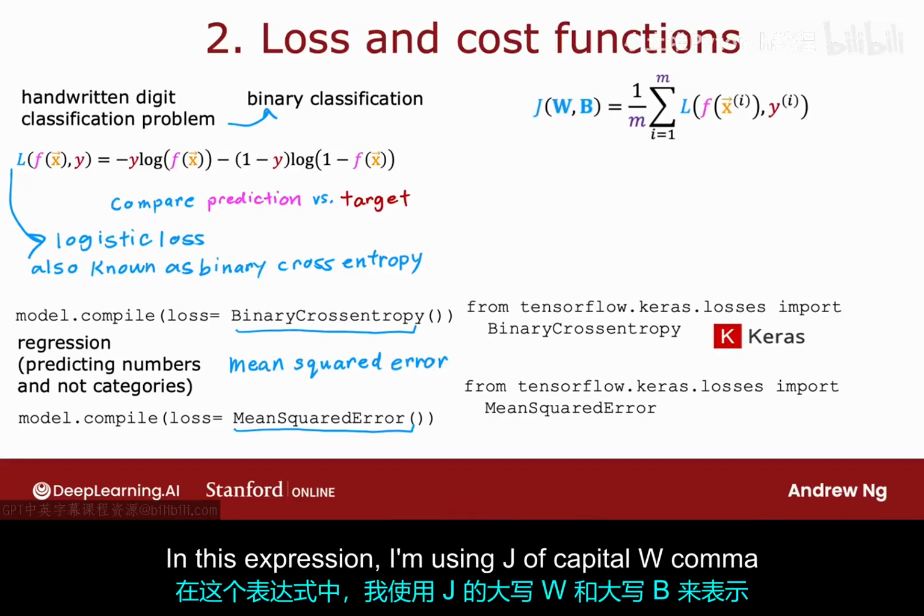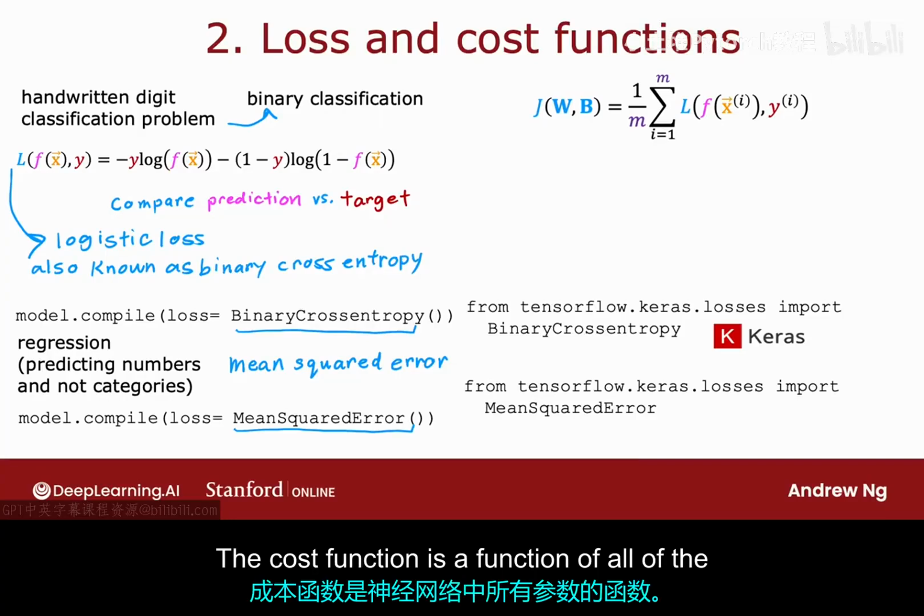In this expression, I'm using J of capital W, comma capital B to denote the cost function. The cost function is a function of all of the parameters in the neural network.